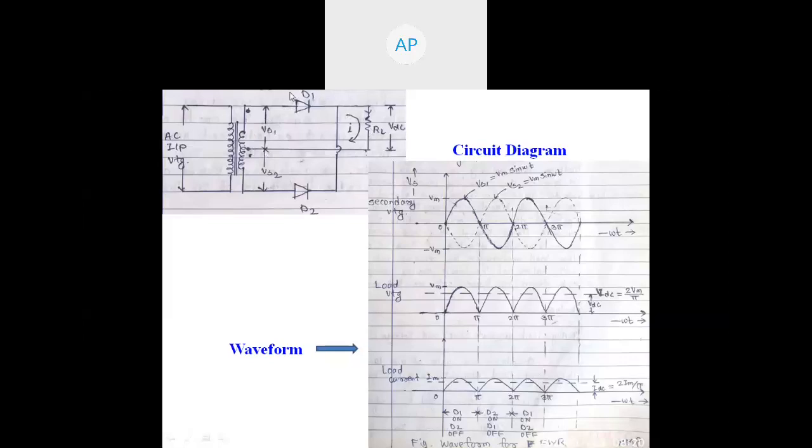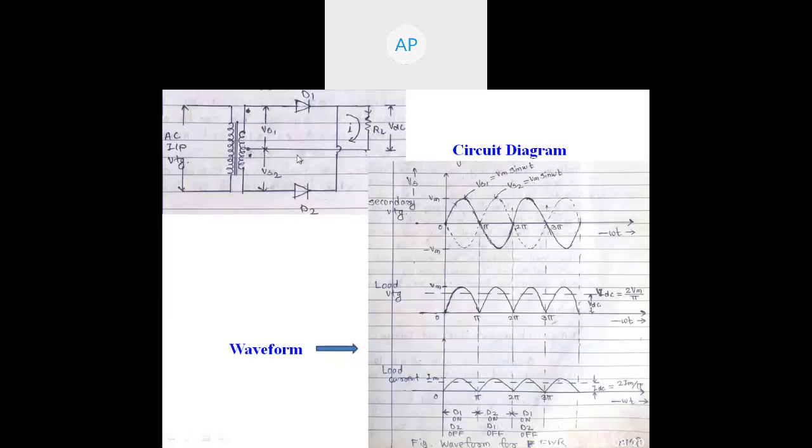Therefore diode D1 is forward biased. As it is forward biased, it will behave as a closed switch under ideal conditions. Then this transformer secondary voltage is applied to the load. Therefore the current flows through the load from top to bottom, from upper positive to lower negative, during the positive cycle.